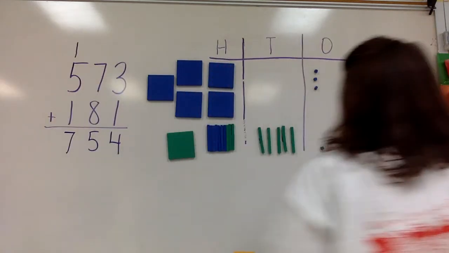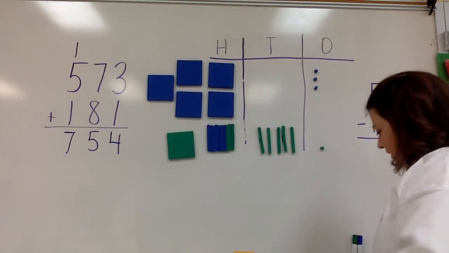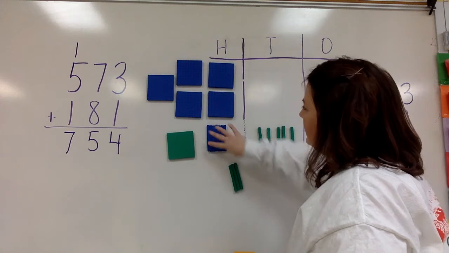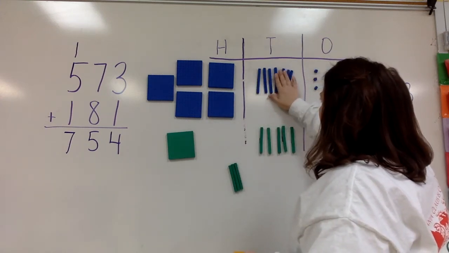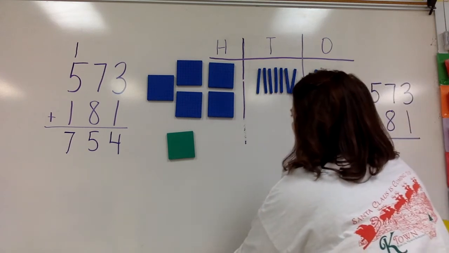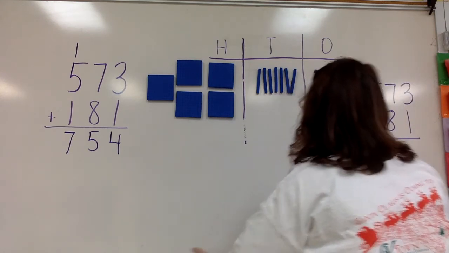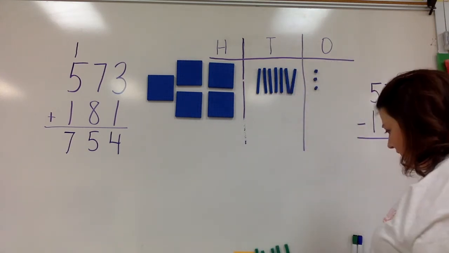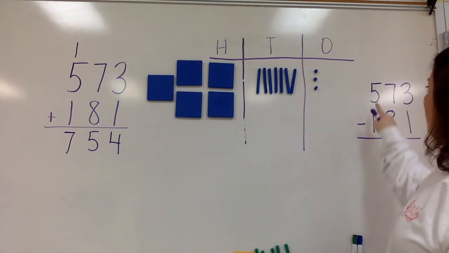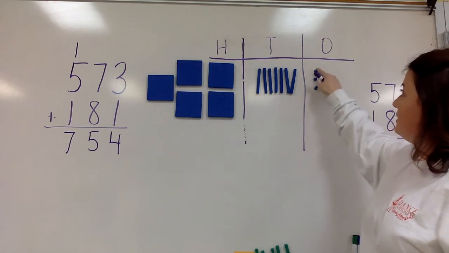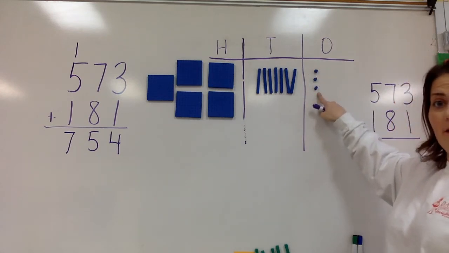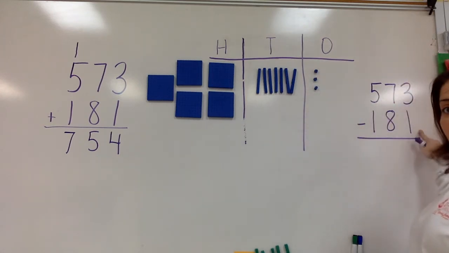Now we're going to subtract it. It's a little different. Let me kind of get it set back up here. For subtraction, we don't model both numbers, so we don't need all this. We just model the top number. So 573. 5 hundreds, 7 tens, 3 ones. Okay? So 3 take away 1.